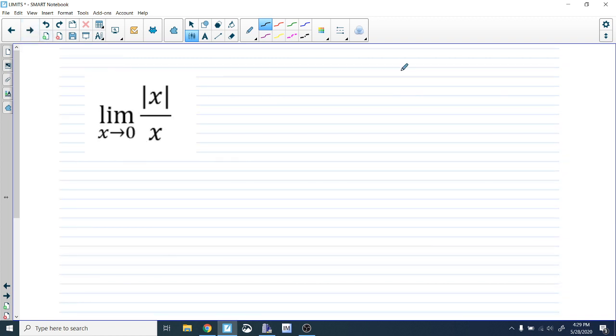All right, here's another one that we're going to take a look at graphically and numerically after we do substitution. So for this one, we're doing the limit as x approaches 0 of the absolute value of x over x. Let's sub in 0. The absolute value of 0 over 0 is indeterminate. And so we should do a little bit more with this one.